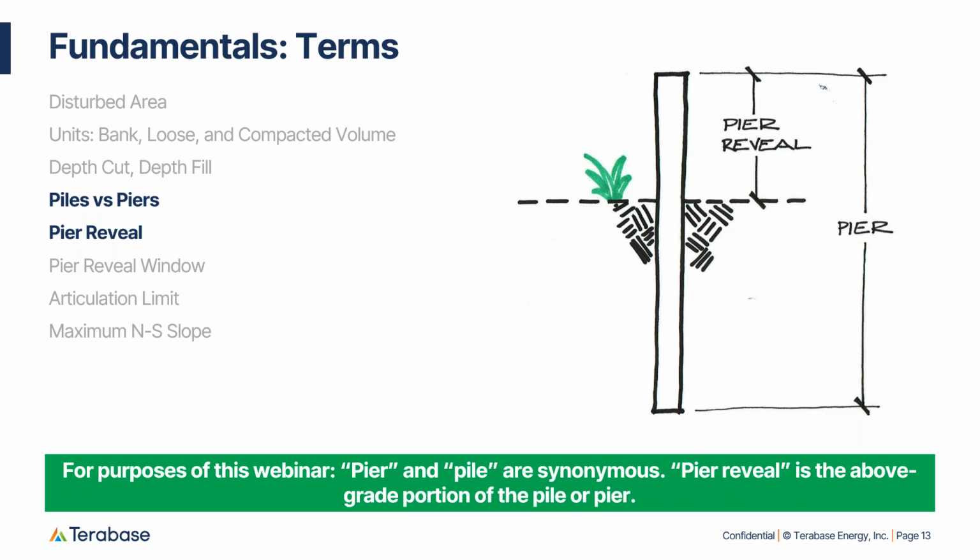Another basic term we throw around is piles and piers. For our purposes, they mean the same thing. I'd like to point out that when we say the word pier reveal, we're talking about the portion of steel that's above grade. When we say pier or pile, we mean the entire length. Next slide, please.